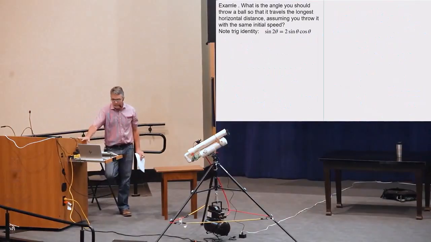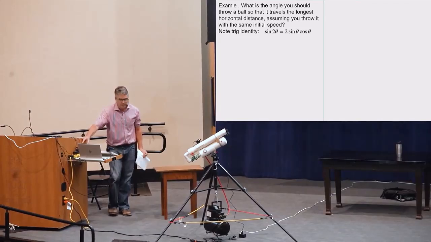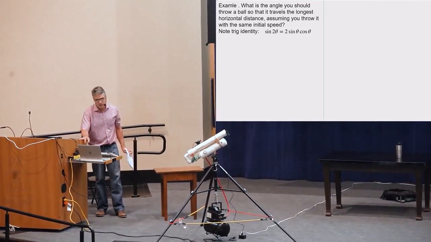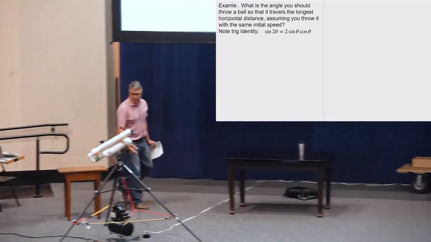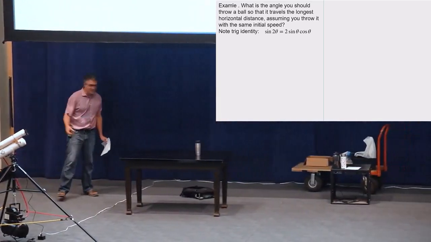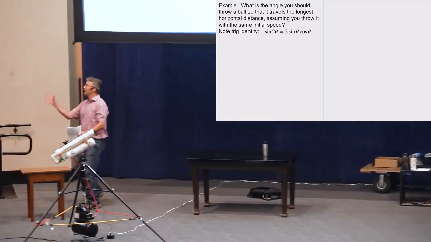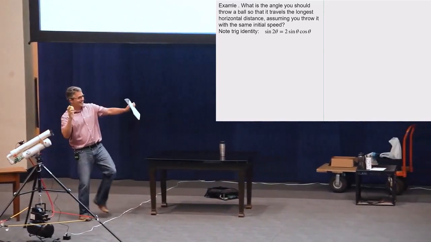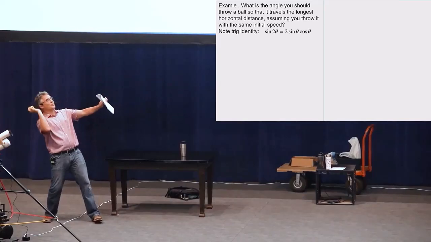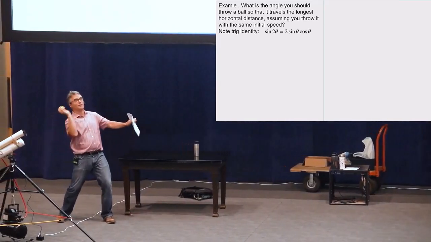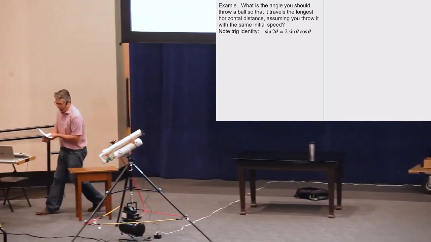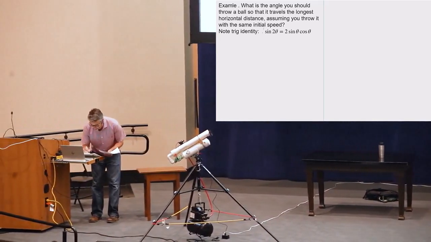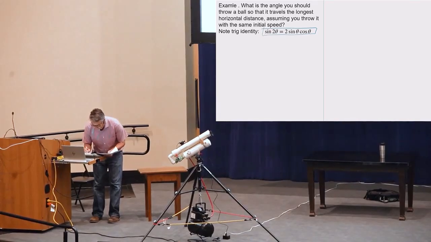This one is, what angle should you throw a ball so that it travels the longest horizontal distance, assuming you throw it with the same initial speed? So I've done this down at the Credit River. I don't know where my tennis ball went. I've lost it. But I'm trying to throw it across the river. And it's like, what angle should I throw it to get it to go the farthest? So I've got some initial launch angle. And there's a trig identity here, which is sine 2 theta equals 2 sine theta cos theta.